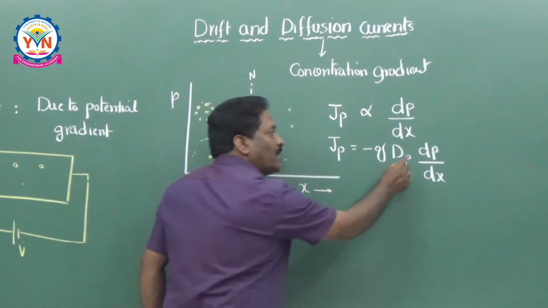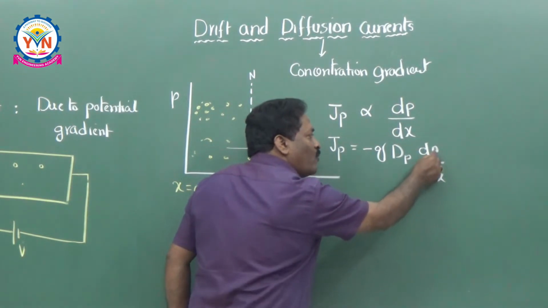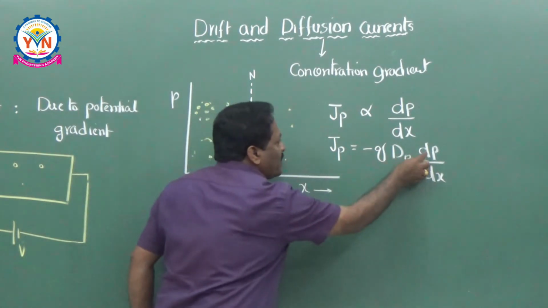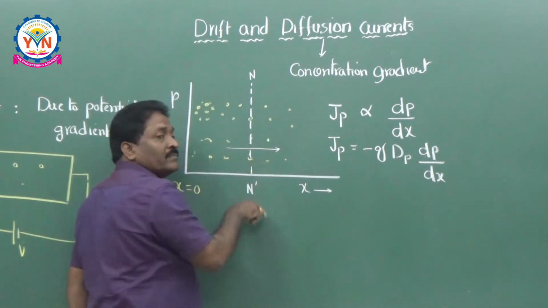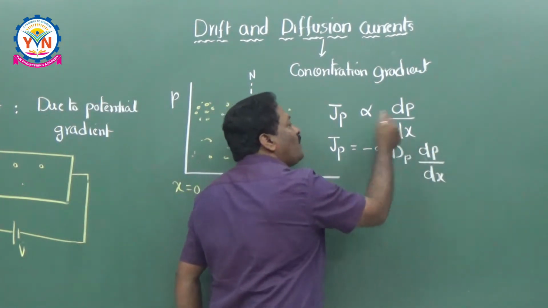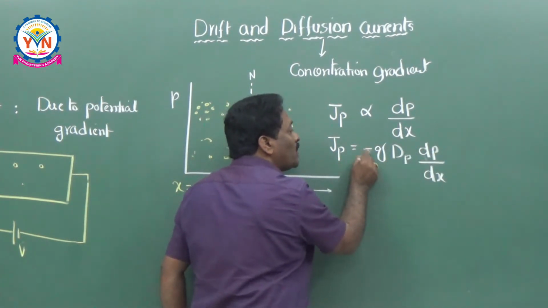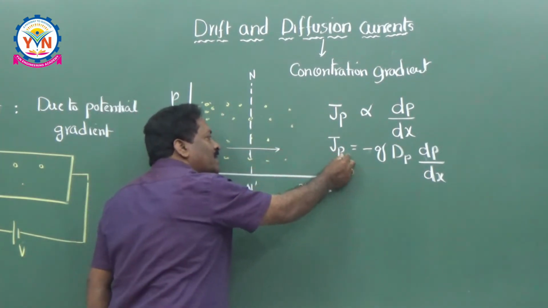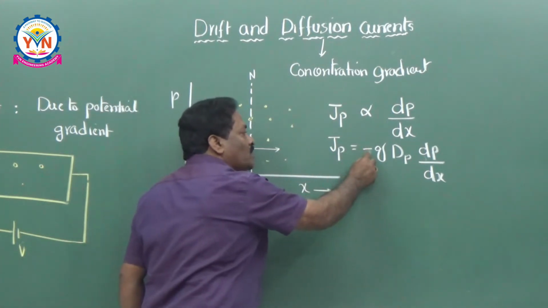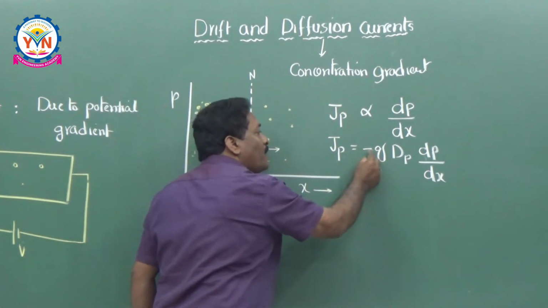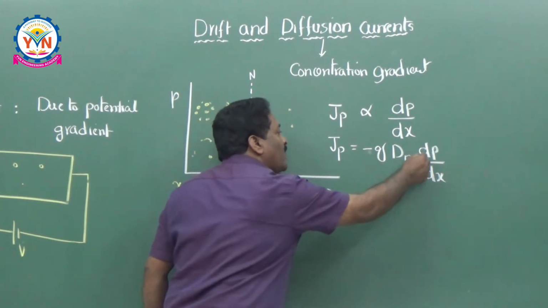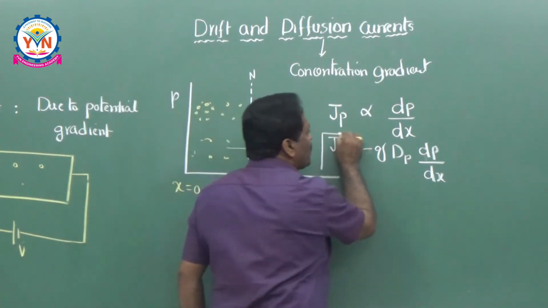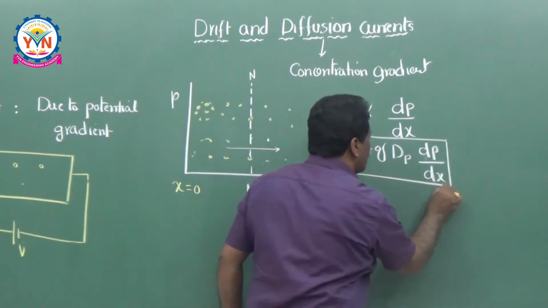The reason is dP by dx is nothing but the change of holes with distance x. Whenever you are traveling in the x direction, the change of holes is negative because they are going on decreasing. So dP value is negative. Negative of negative is positive. That's why you have to put a minus sign here. Because holes are moving from this side to this side, the current direction is the hole direction. To make it positive, I am putting a negative sign here. dP is always negative, and negative of negative is positive. And this is nothing but the diffusion current: Jp is equal to minus q into Dp into dP by dx.